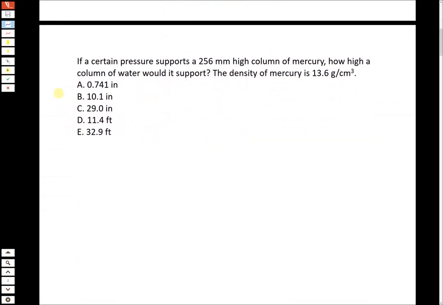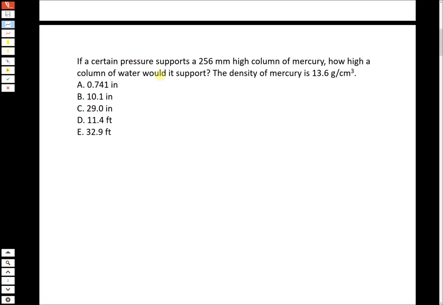So this is the topic we covered at the very beginning, where we talked about the different devices for measuring pressure and how they work. And this first one deals with a barometer. It doesn't specifically use the word barometer, but that's kind of what we're talking about. So it says a certain pressure supports a 256 millimeter high column of mercury. How high a column of water would it support? The density of mercury is 13.6 grams per cubic centimeter.